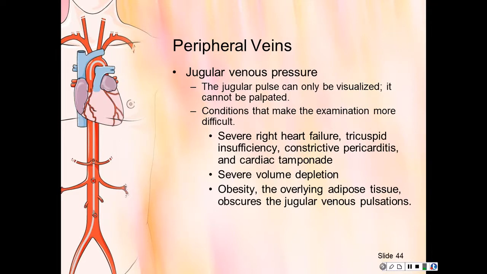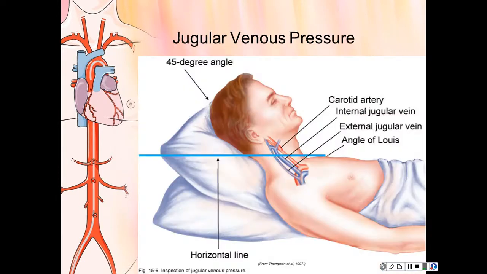Severe volume depletion, obesity, or overlying adipose tissue can obscure the jugular vein pulsations. So this is how you're going to look. For jugular venous pressure, you have to be at a 45-degree angle, and you're going to be looking at, when you push on the liver, how high does the pulsation in your internal jugular vein go up? How high does this pulsation increase? And in class, I will show you an easier way to measure this, but this is the way your book has it.